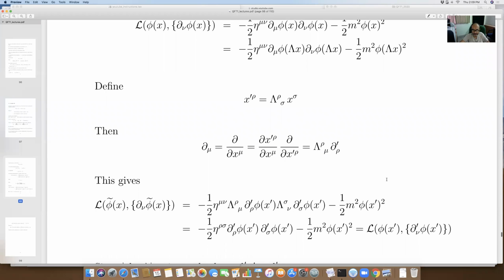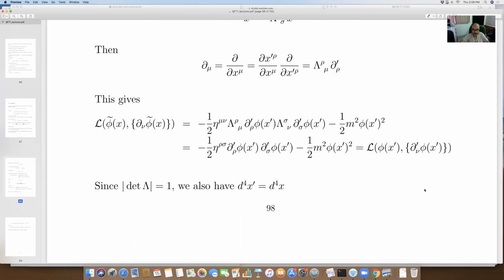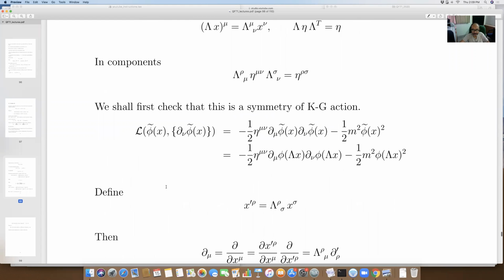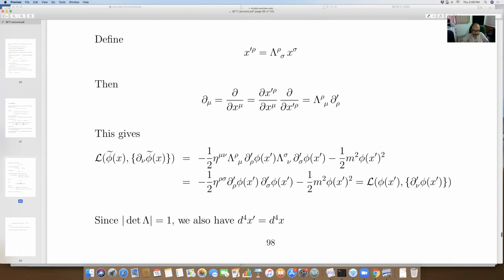Is this point clear? Any confusion here about what you are trying to show? So this is an identity, provided you write x prime as lambda rho sigma x sigma. And furthermore, the Lorentz transformation matrix has determinant of lambda equal to plus or minus 1. That you can see easily by taking the determinant on both sides. The determinant of lambda transpose is the same as the determinant of lambda. So on the left hand side, you have the determinant of eta, which is minus 1, times the determinant of lambda squared. On the right hand side, you have the determinant of eta, which is minus 1. So you get determinant lambda squared is 1. So the modulus of the determinant of lambda is 1.